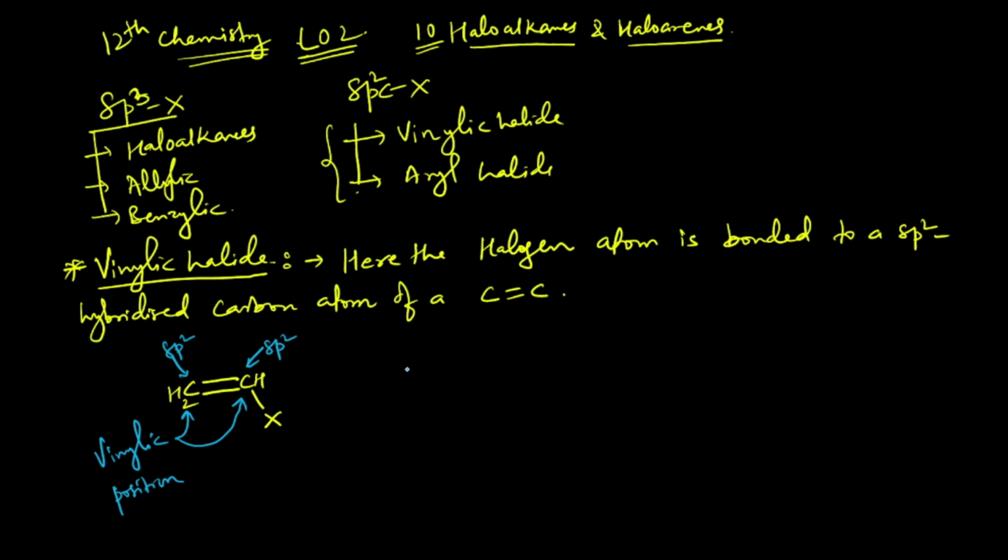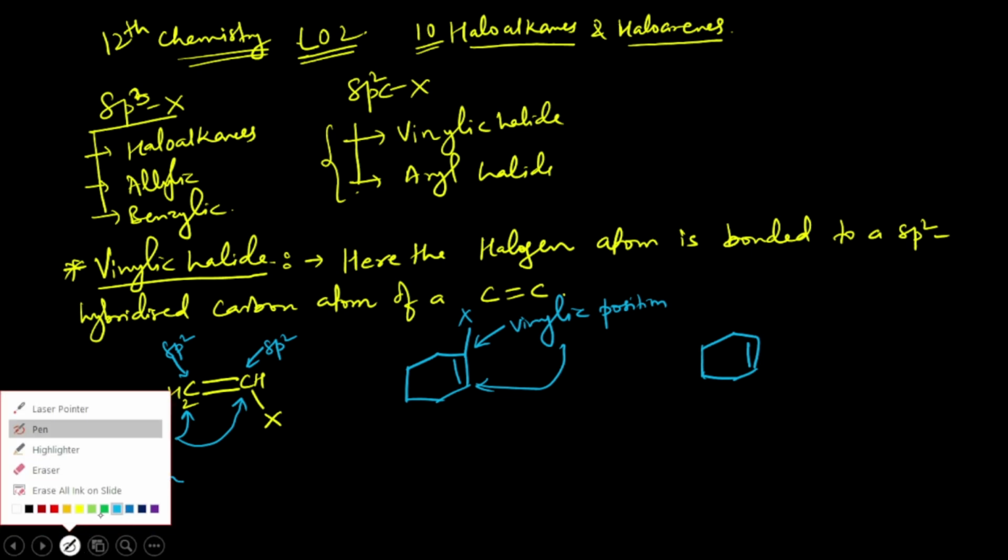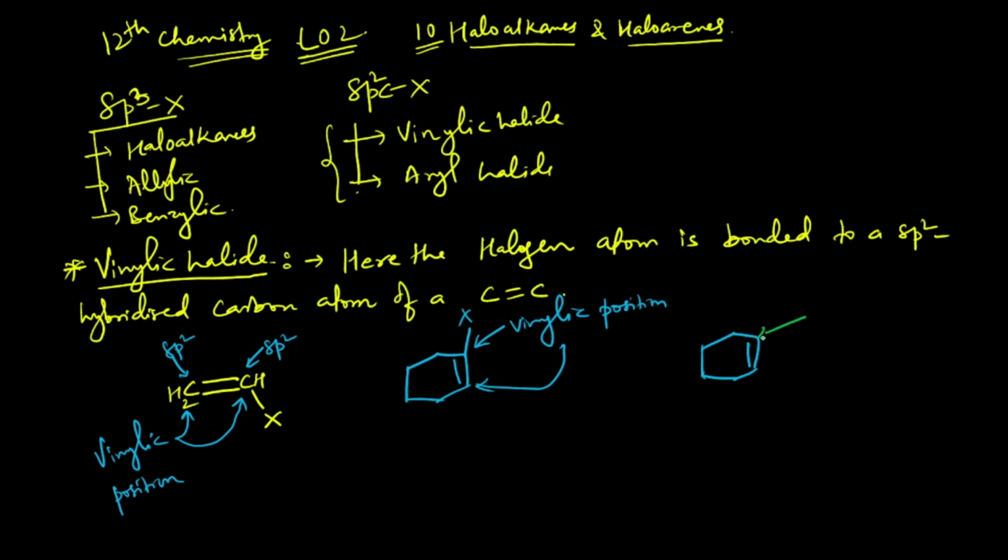Now for cyclohexene, the same example I have taken for your allylic also. In that, these two positions will be your vinylic positions. This one and this one. So if you are adding one halogen over here, it will be a vinylic halide. Now, what all positions can we name in this? Just see. For this cyclohexene, I'll take some other color. This is your vinylic.